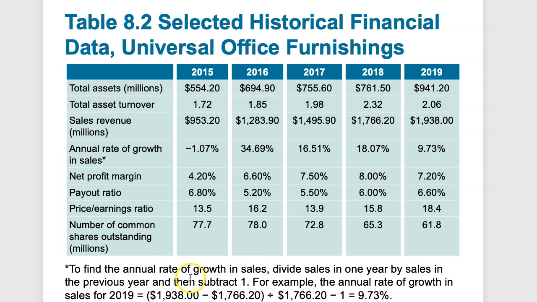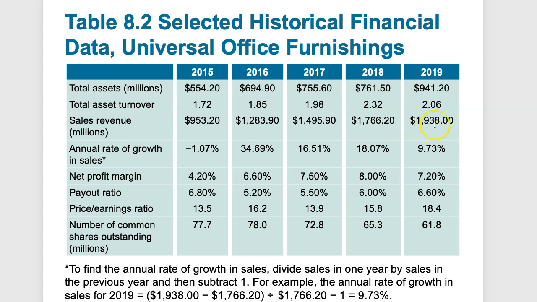So how is the growth rate calculated? We have a notation here. To find the annual growth rate in sales, divide sales in one year by sales in the previous year and subtract 1. For example, for 2019, here's the sales revenue actually. This is the change in assets. This is the change in sales. Sales have been increasing every year moving forward, but total asset turnover has been increasing every year except for 2016. That's why I was saying that assets grew faster than sales in that year.